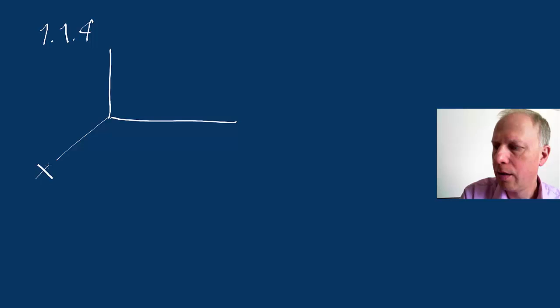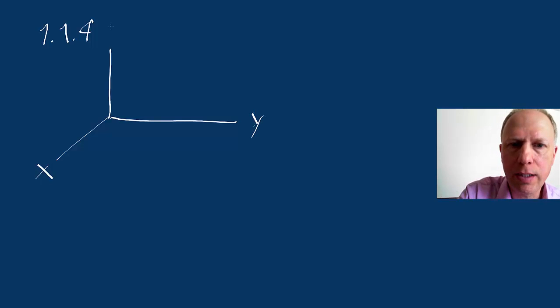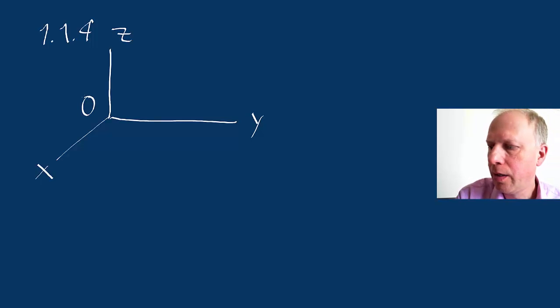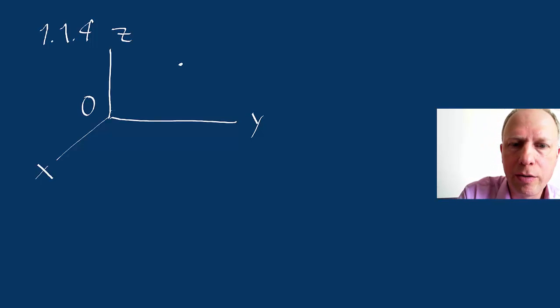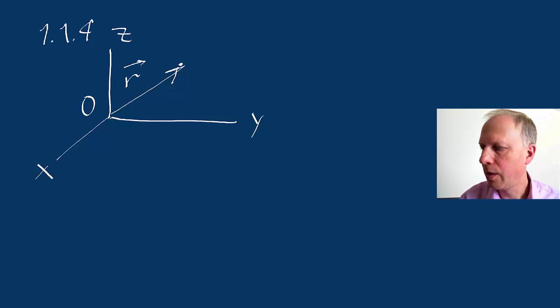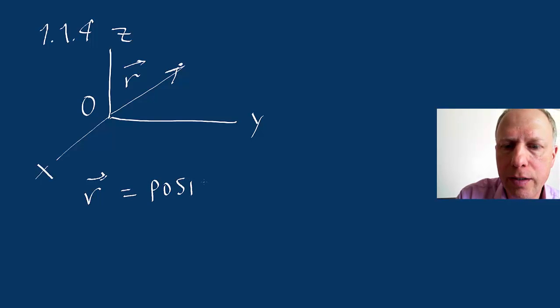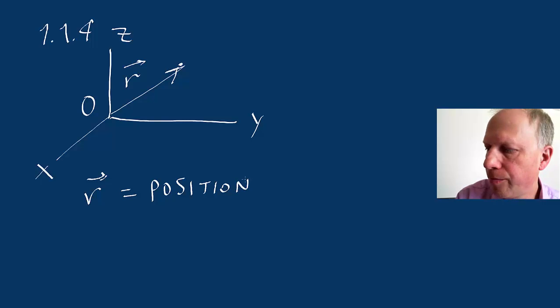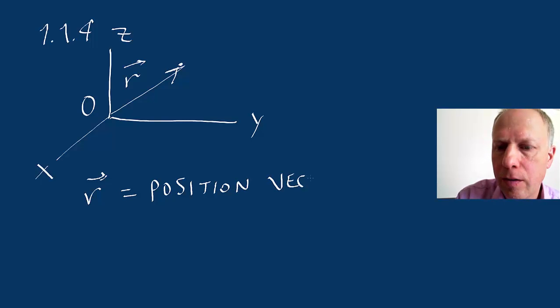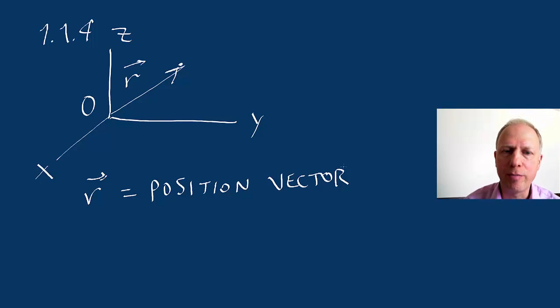Let me draw coordinate system x, y, z. The origin is O. And here is a point whose position is defined by the vector r. r equals position vector of a point. That means that's the vector that would take you from the origin to the point in question.